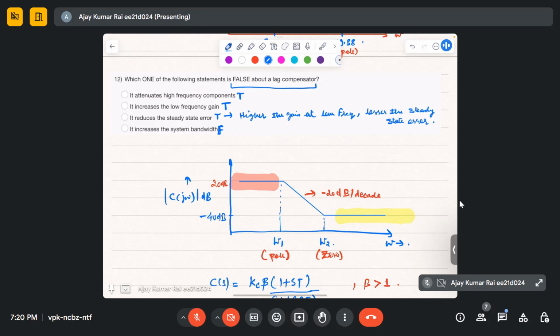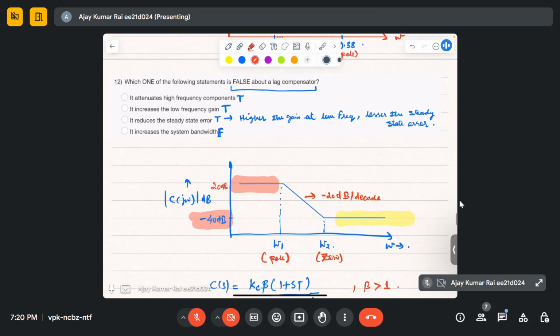So what you want to do is attenuate the high frequency component. For that, you require the lag compensator. You see at higher frequencies, I've given the example here, it is attenuating by a factor of minus 40 dB. That's why we need the lag compensator.